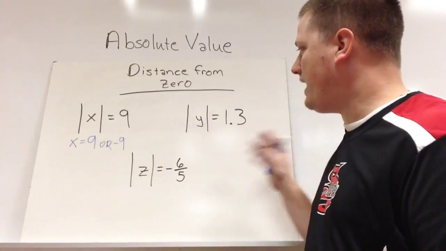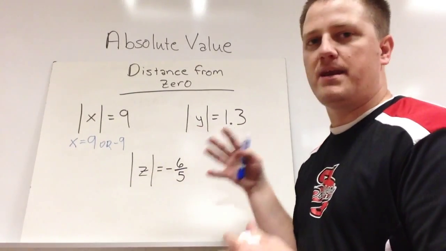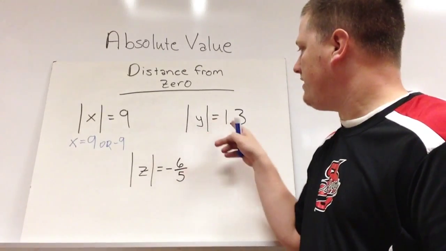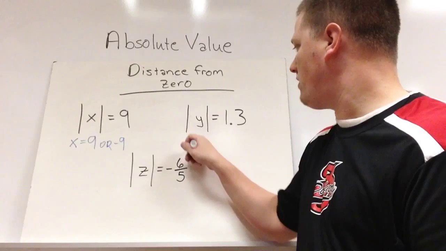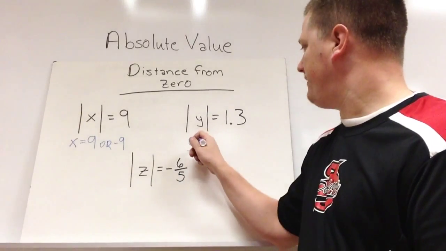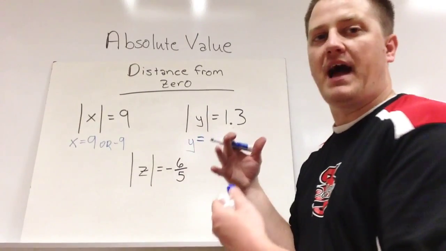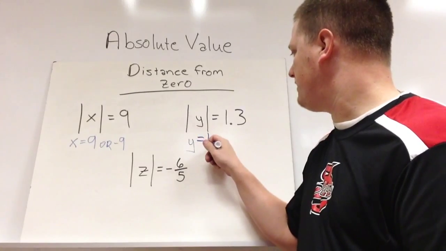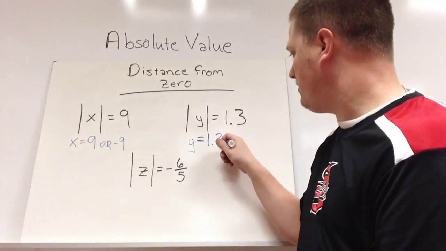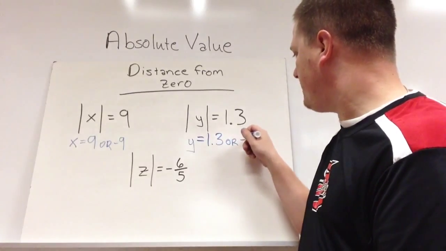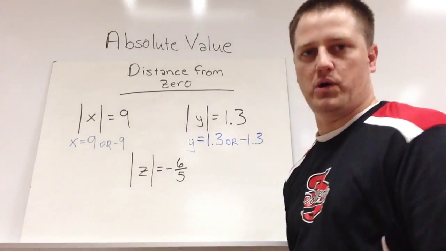Here we're looking at y and we're saying, okay, what number or numbers is 1.3 from 0? So our possible y's, if you haven't caught on yet, well, we've got 1.3 is 1.3 from 0, but it doesn't matter the direction we go. So -1.3 would also work.